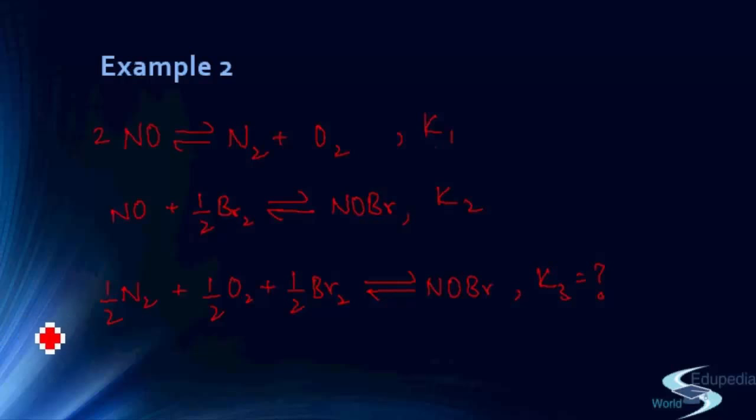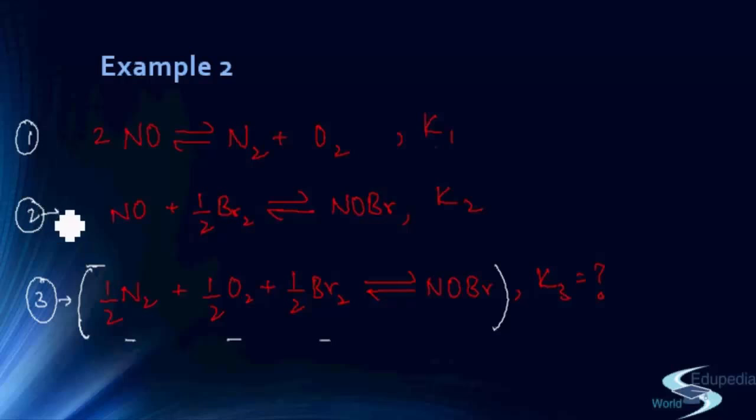So how can we do that? See, in such kind of question, focus on your final reaction first, the reaction for which you have to make the calculation, which is the third reaction in our case. In the third reaction I need nitrogen, oxygen and bromine on my reactant side. So somehow I have to manipulate the two given reactions, that is reaction 1 and 2, in such a manner that I will get these three components on my reactant side.